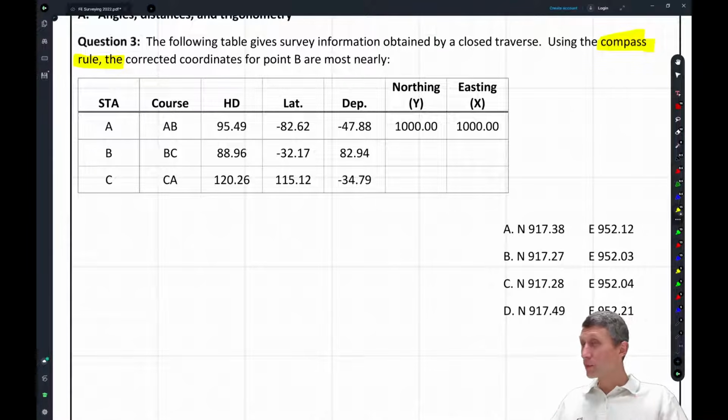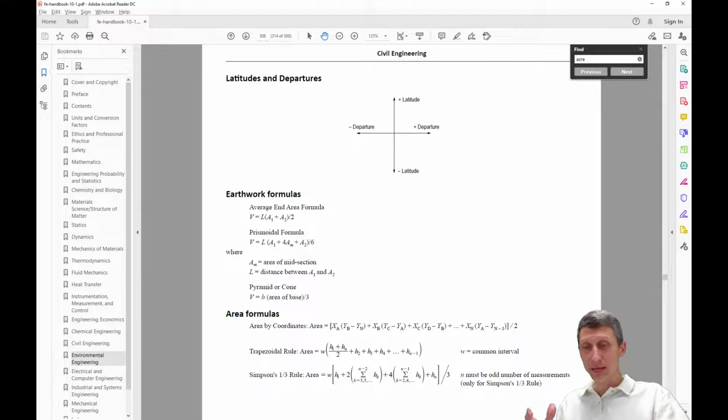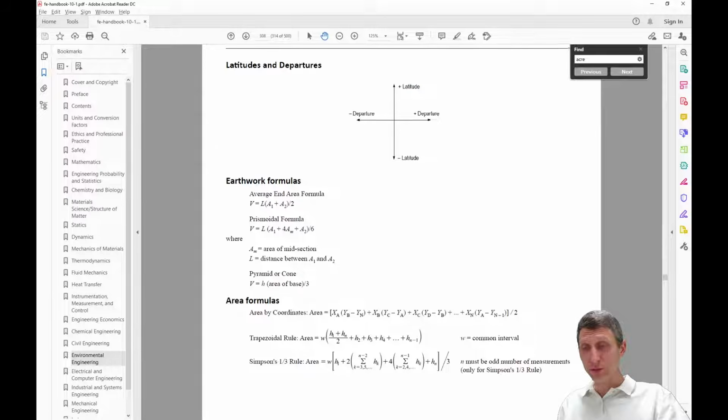One of the things that does show up in the Reference Handbook are latitudes and departures. This was where my mind went when I started thinking about latitudes and departures, specifically in the Reference Handbook. In the Reference Handbook, there's one page on surveying, and that page doesn't even say surveying at the top, right? So surveying's like a second cousin that just almost got invited to the party. But here we have latitudes and departures.